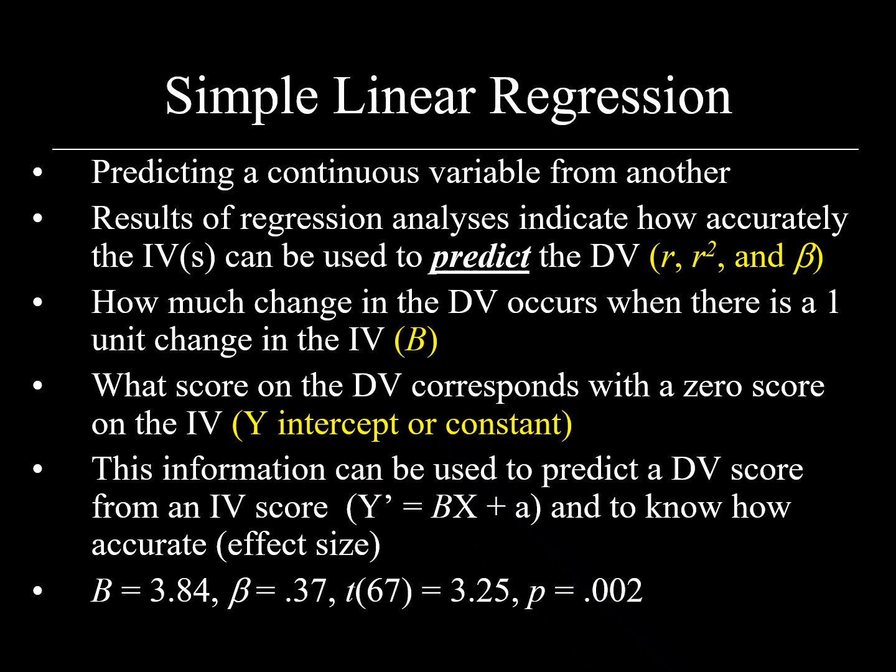That's our y-intercept. And having our y-intercept, our beta, and our B allows us to actually determine what's going on. This information can then be used to predict a DV score from an IV score. So later, once we have this, we conduct a study where we have both the predictor and the outcome.